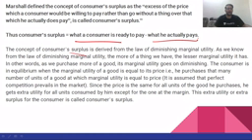The concept of consumer surplus is derived from the law of diminishing marginal utility. As we know from the law of diminishing marginal utility, the more of a thing we have, the lesser marginal utility it has. In other words, as we purchase more of a good, its marginal utility goes on diminishing. The consumer is in equilibrium when the marginal utility of a good is equal to its price. He purchases that many units of a good at which marginal utility is equal to the price.